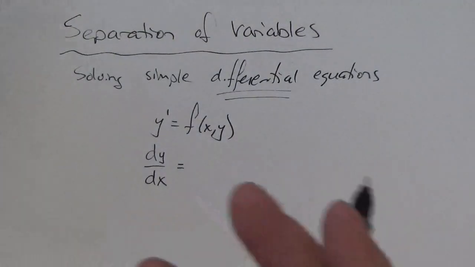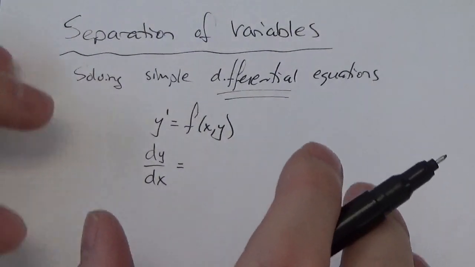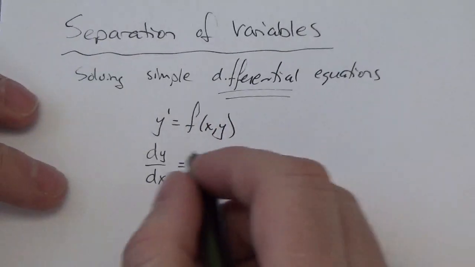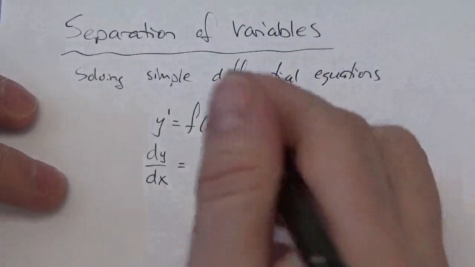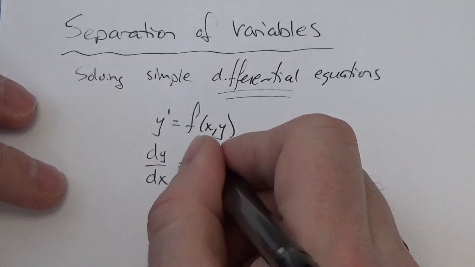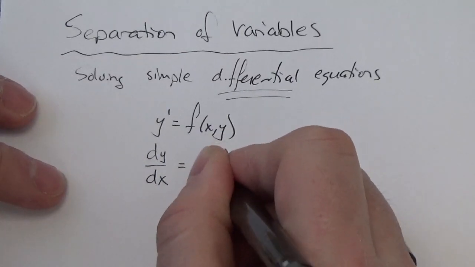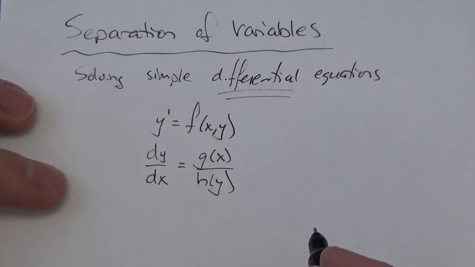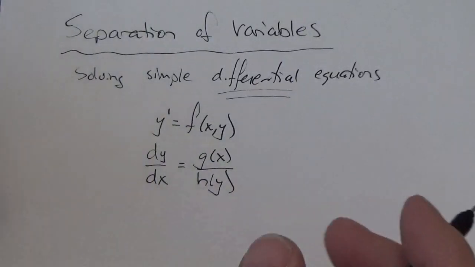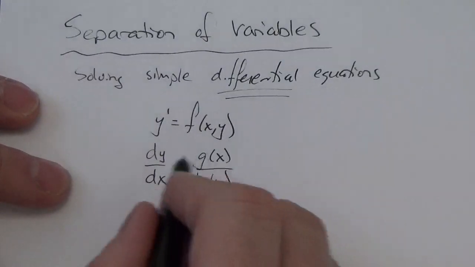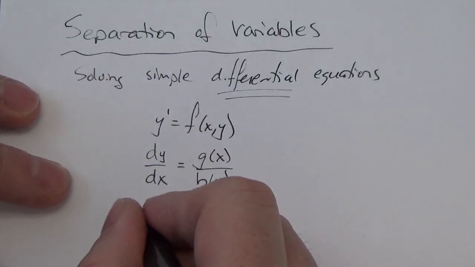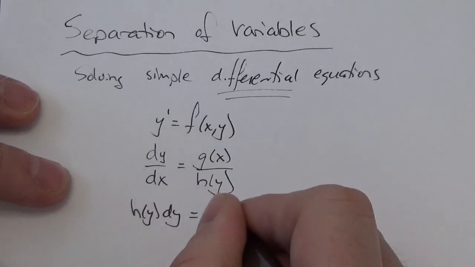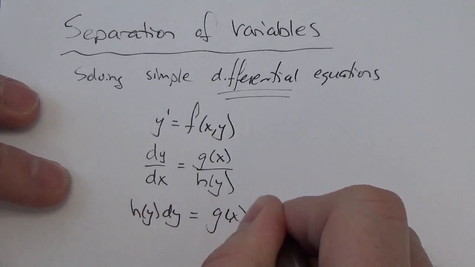Now, where separation of variables is really useful and easy for us to work with is when we've got, let's say, a ratio of expressions. Let's say this is g of x over h of y. It doesn't necessarily have to be a ratio like that. It can be different than that. But what I can do here is, in essence, cross multiply and make this h of y dy equals g of x dx.